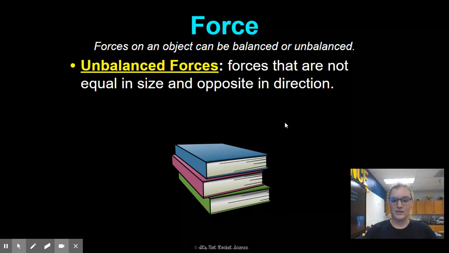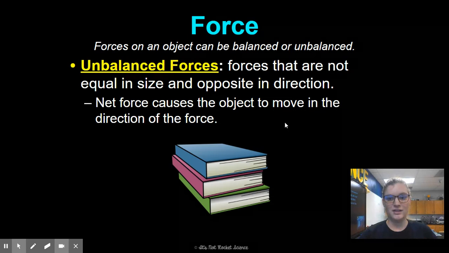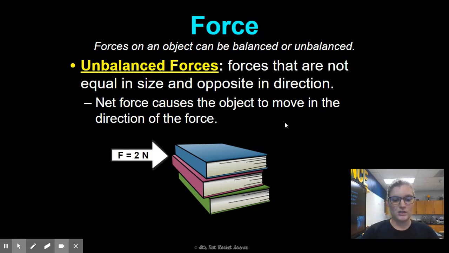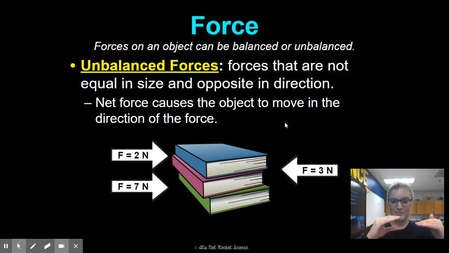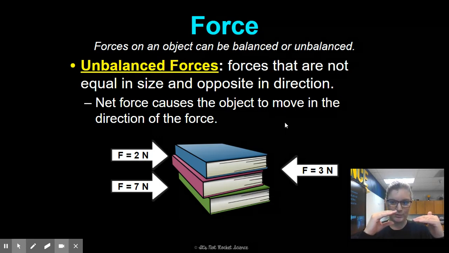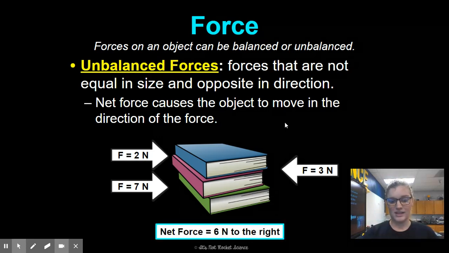And then an unbalanced force is when we have one that is larger than another, causing motion in the direction of our bigger force. So this is when I had my 2 coming in from the left, and now I also add in 7. So I have 9 total newtons coming in from the left and 3 pushing back on it. When they're pushing together, then my bigger force is going to win out, and it's going to be 6 newtons, and it's going to push those books off to the right.